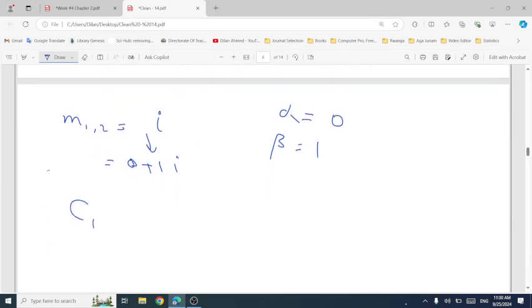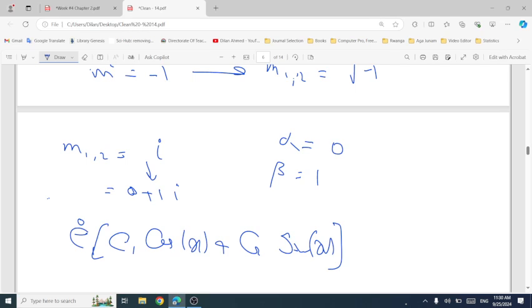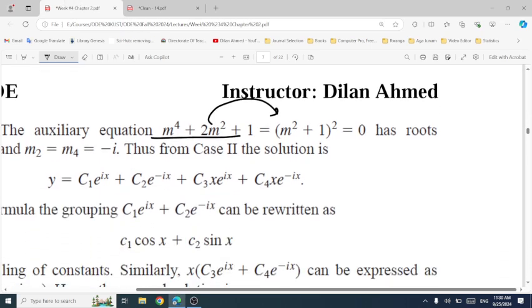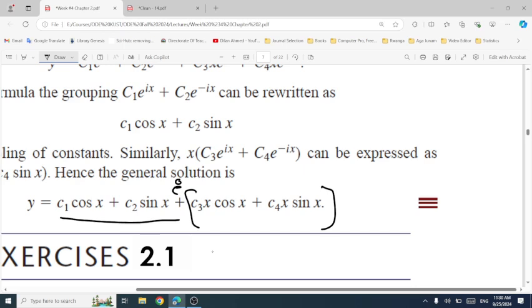So I know I will get e to the power 0, c1 cosine beta x plus c2 sine beta x. Beta x. Am I right? For the two values, again the same, meaning there is a repetition. Then again c3 x, c4 x. I think you know why we have x.